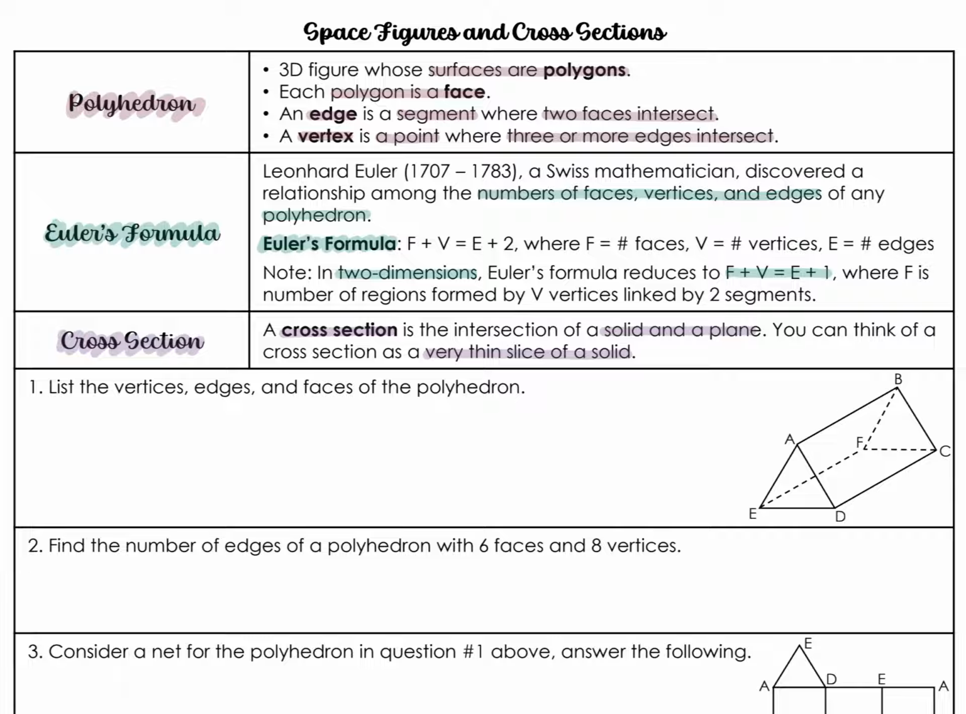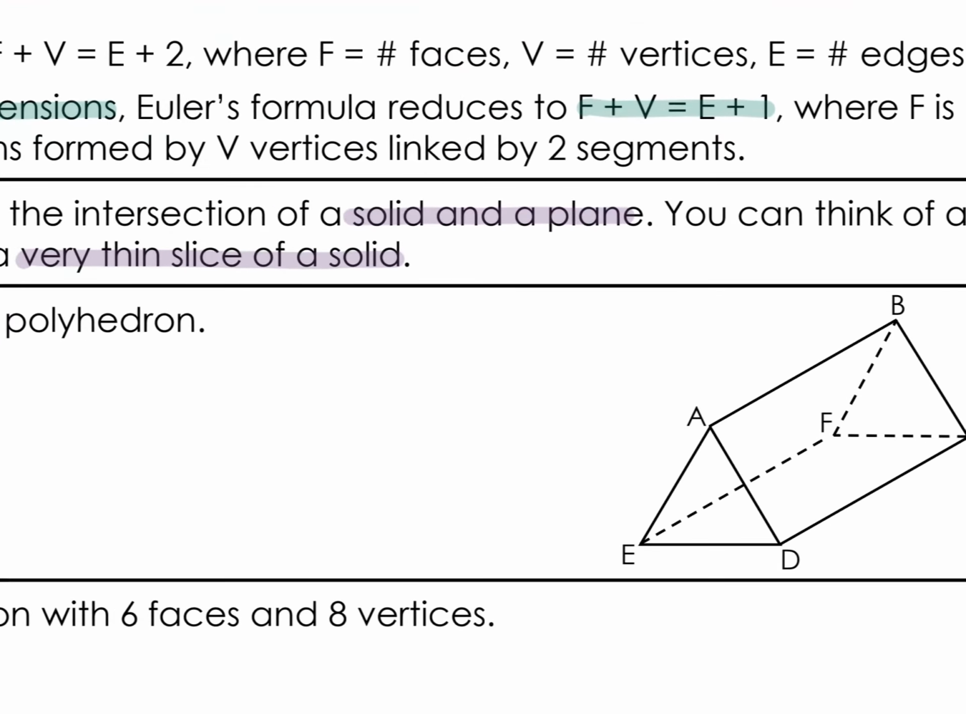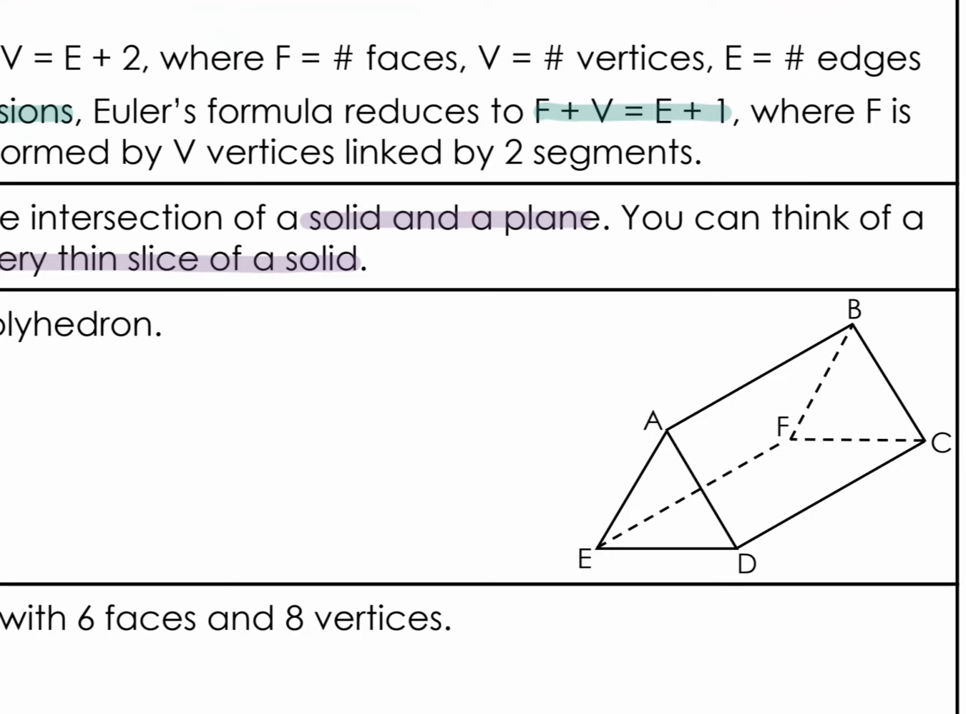Down below, we're going to move into our first problem where they're asking us to list the vertices, the edges, and the faces of the polyhedron. So let's look and see what we can come up with. I'm going to start off with our vertices. Remember, our vertices are going to be the points. And here, if we look, we have a point at A, E, D, B, F, and then lastly, we have C. So I'm just going to name those points. Remember, when you're naming a point, you just write the capital letter, and that's all you need.